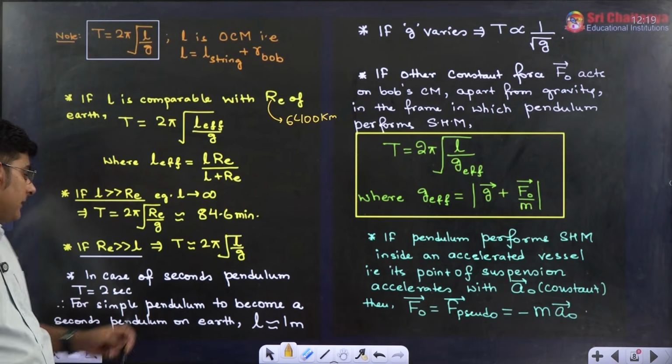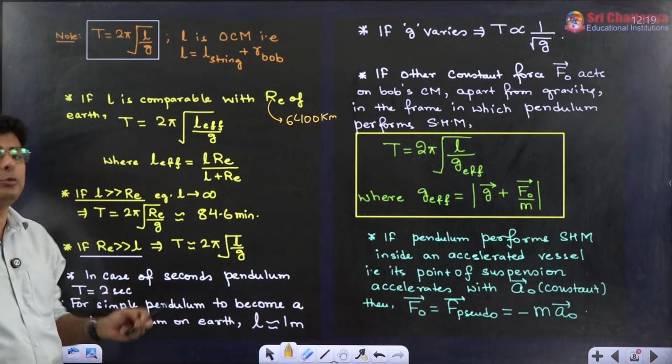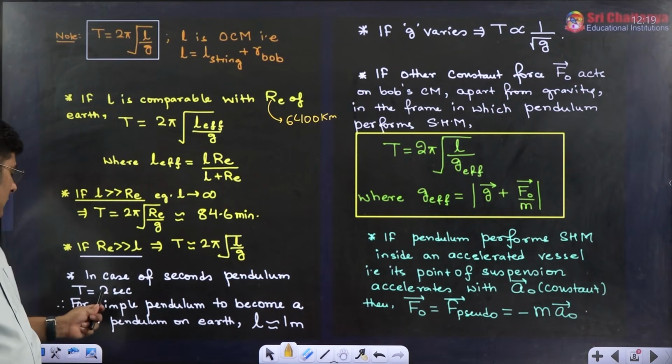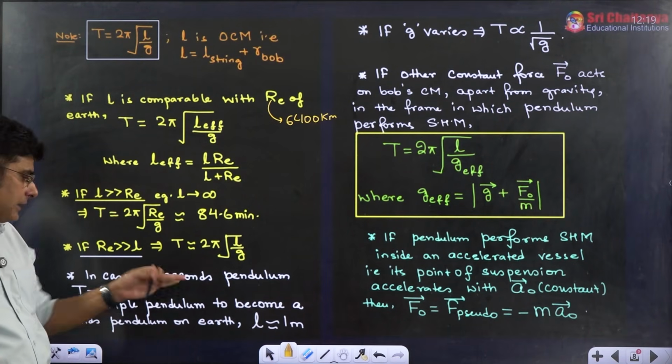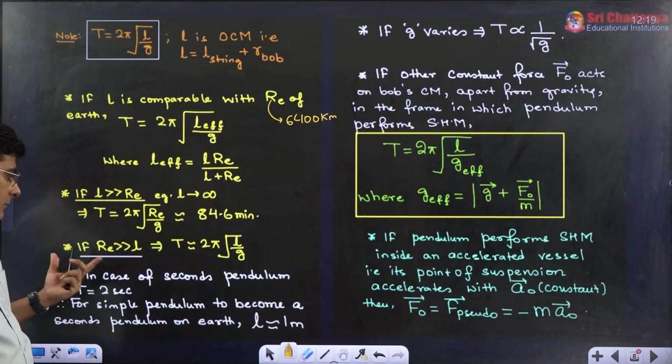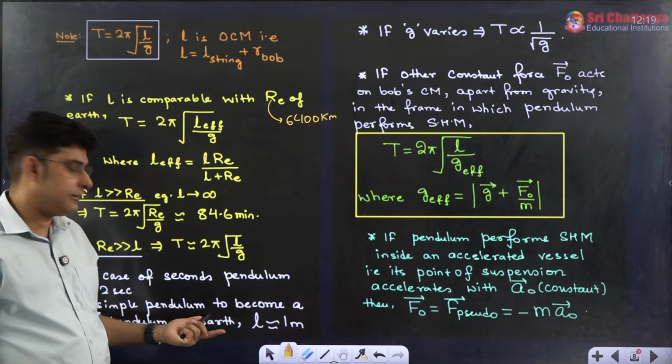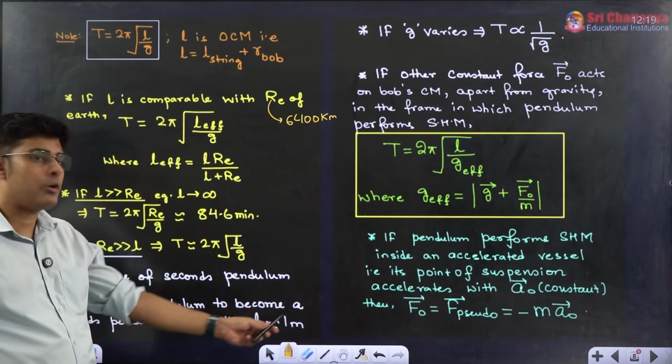Whenever you hear the word seconds pendulum, its time period is 2 seconds. So if you are using a simple pendulum as a seconds pendulum on earth's surface, where the value of g is known as 10 meter per second square, the length of the pendulum is approximately 1 meter.